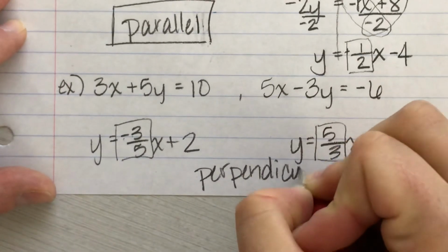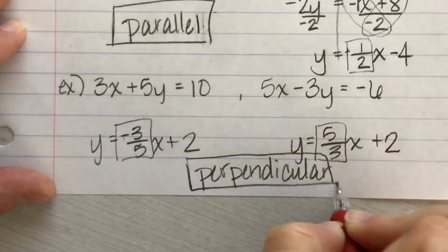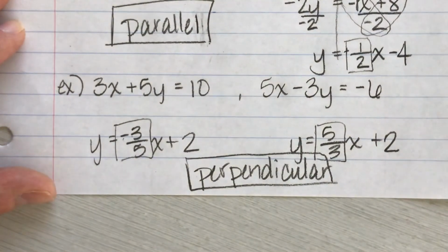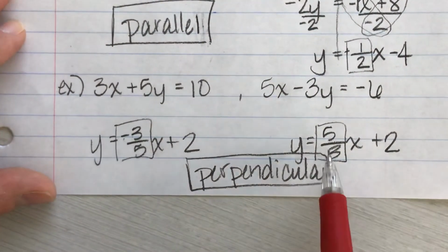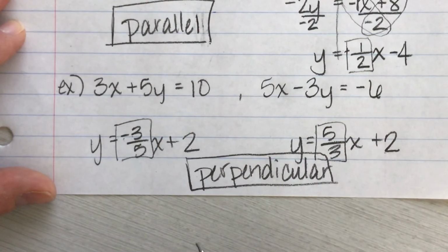So just a really quick breakdown. Again, the biggest focus is on the slope. And then if it does have the same slope, you've got to double check to make sure that the y-intercepts don't match. If they're perpendicular, it's totally okay that the y-intercepts match. That's not a problem whatsoever, okay?